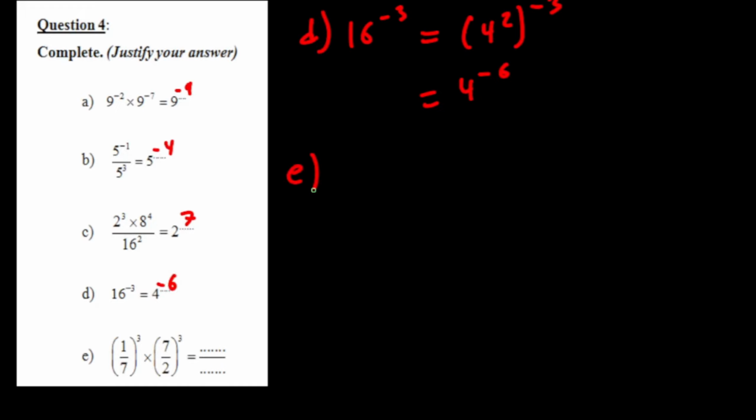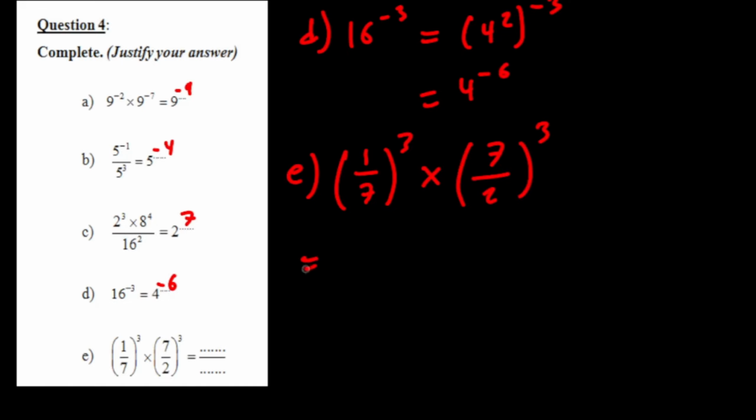Finally, for E, we have 1 over 7 to the power of 3 multiplied by 7 over 2 to the power of 3. To solve this, we first expand, then simplify. We can write it as 1 over 7 to the power of 3 multiplied by 7 to the power of 3 all over 2 to the power of 3.